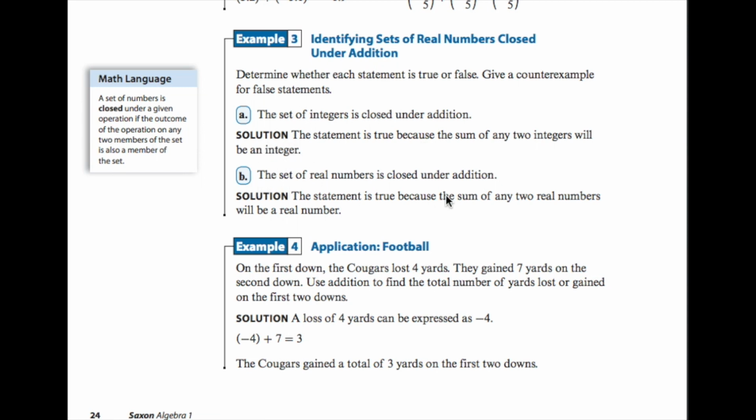Letter B, the set of real numbers is closed under addition. That would also be true. Any real number added to another real number is going to give me a real number.